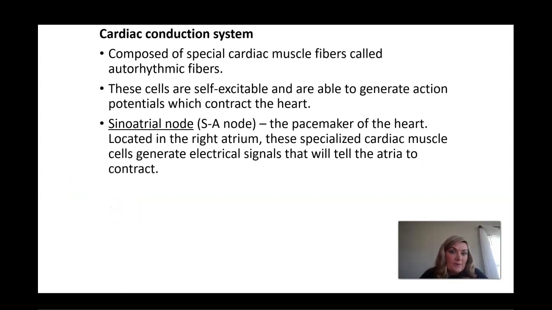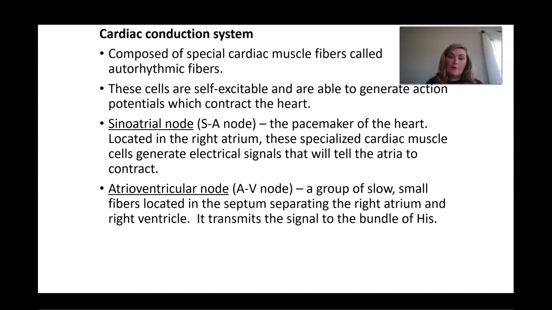The SA node, or what's known as the sinoatrial node, is going to be the pacemaker of the heart. So this is going to be located in the upper portion of that right atrium. So these specialized cardiac muscle cells are going to be able to generate electrical signals that are going to then cause the atria to contract. So it's going to set the pace of the heart, hence the name, the pacemaker.